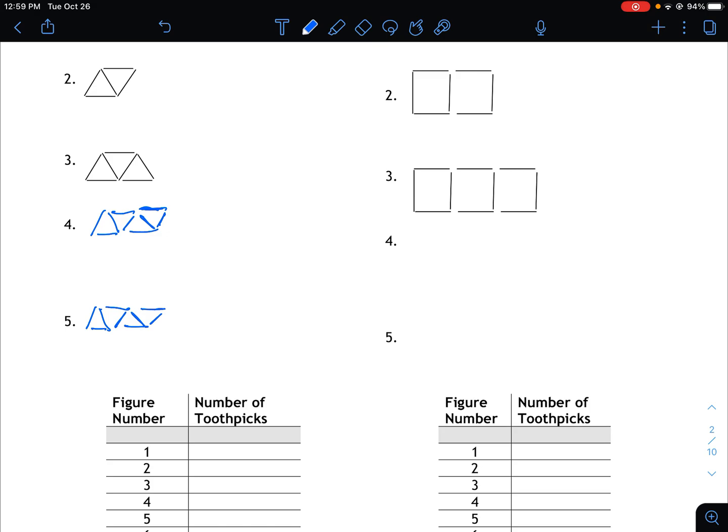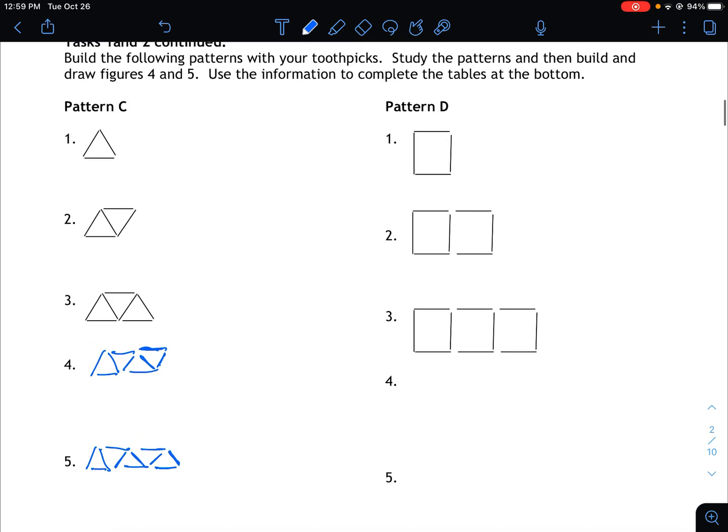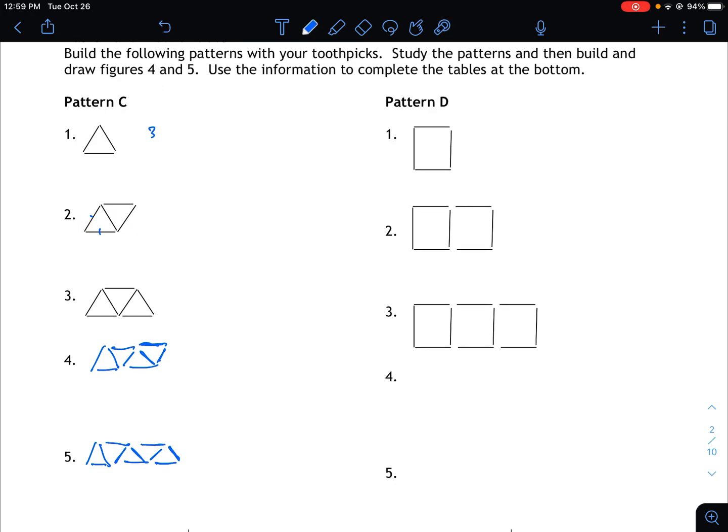So this is the pattern above, but I have to add another to make the other triangle. I'm using 3 toothpicks here. And number 2, I'm not using 6. I'm actually using 5. So it's like 1, 2, 3, 4, 5 toothpicks. So if that's 1, 2, 3, 4, 5, I'm adding 7 now. And then for the next one, 1, 2, 3, 4, 5, 6, 7, 8, 9.